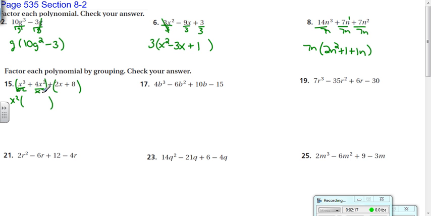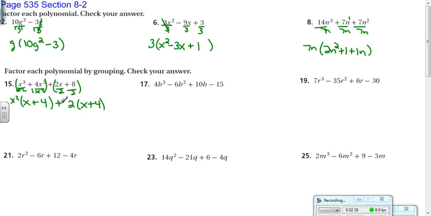So when I divide each of these by x squared, x cubed divided by x squared, 3 minus 2 is 1, so I get x to the first. 4 divided by 1 is 4. X squared divided by x squared cancels out, becomes a 1. 2 and 8, my greatest common factor is a 2. So I can divide out a 2. So if I divide each of those by 2, I end up with x plus 4.